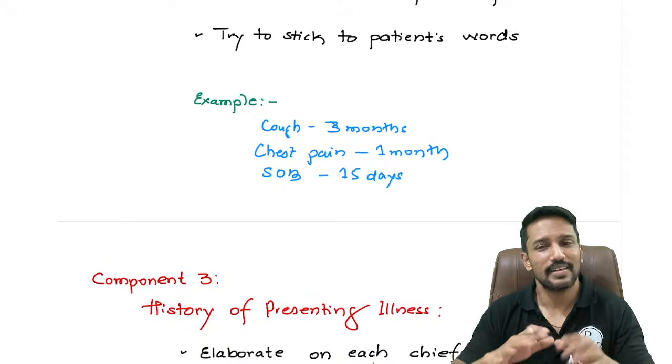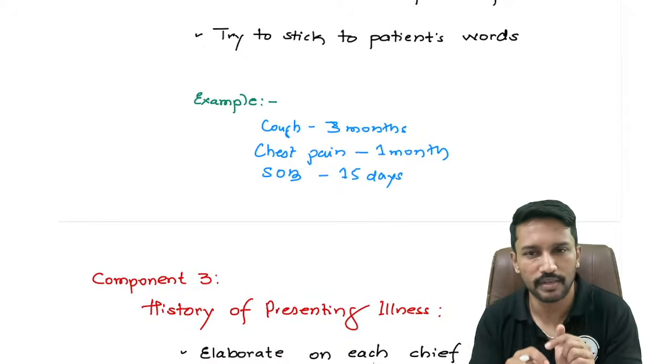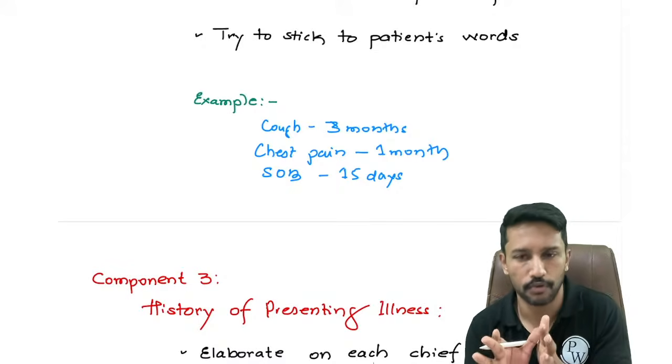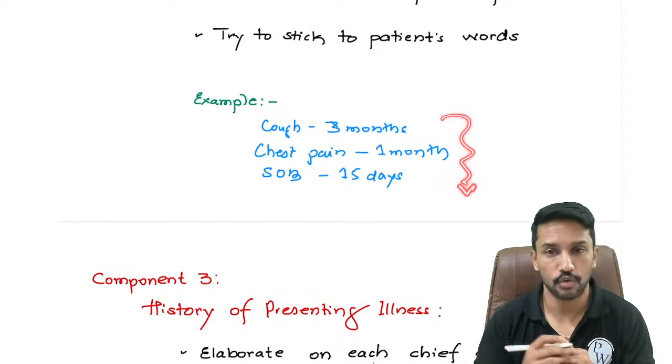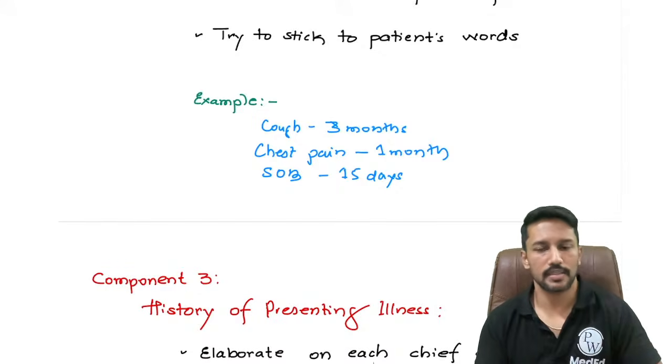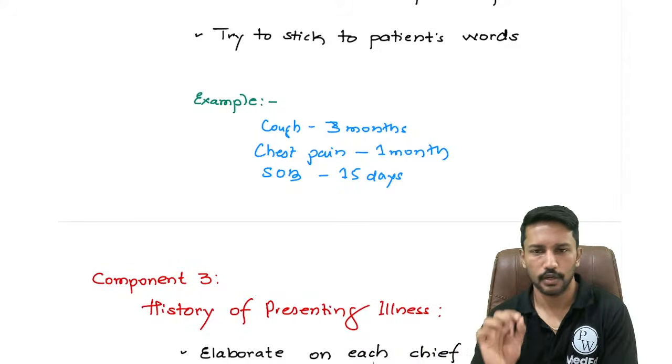Now, this is not just a haphazard thought process, or something that is included in the case sheet to make the case sheet look beautiful. No, there's a reason why we should organize the complaints in chronological order, because every disease has a natural course of illness. To give you an example, right?